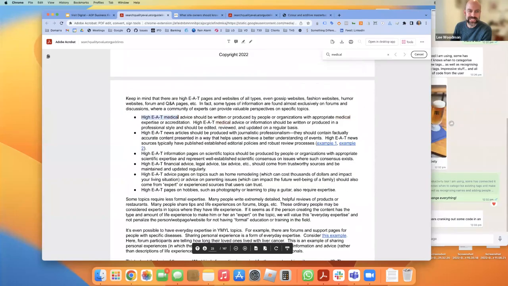So high EAT medical advice should be written or produced by people or organizations with appropriate medical expertise or accreditation. Equally, if you're talking about a technically advanced subject, you've got to be qualified to say that.